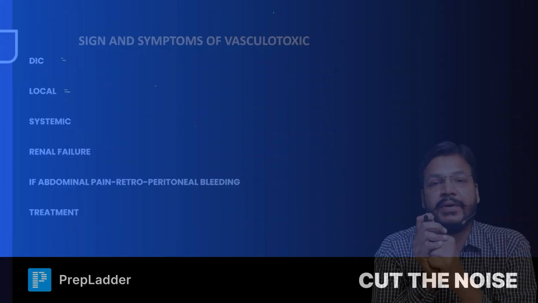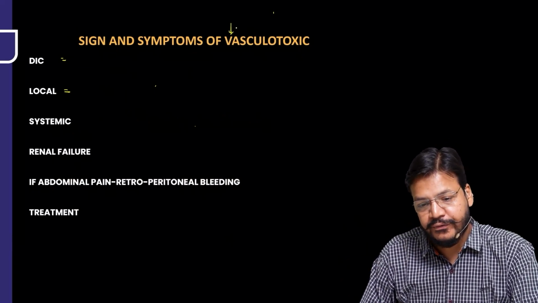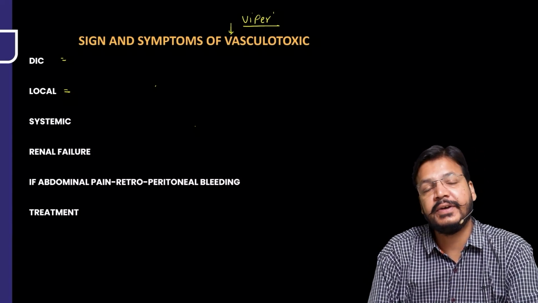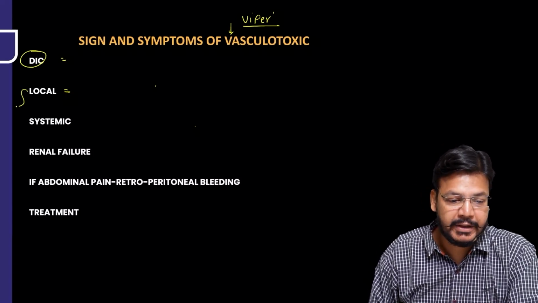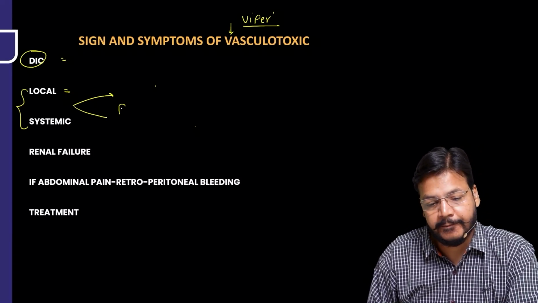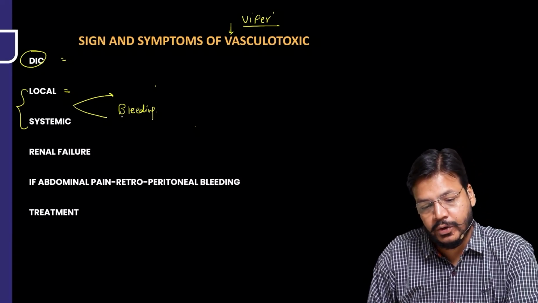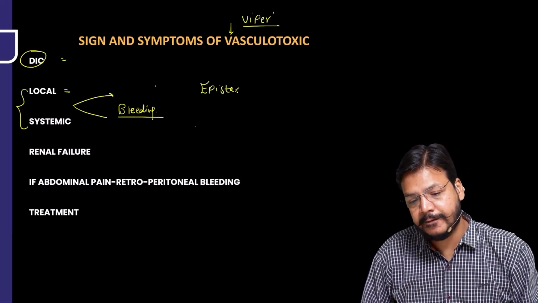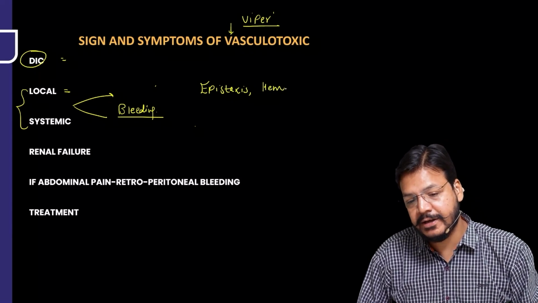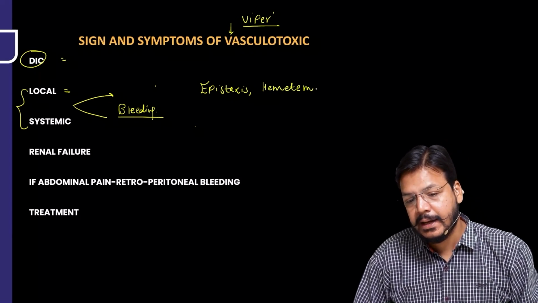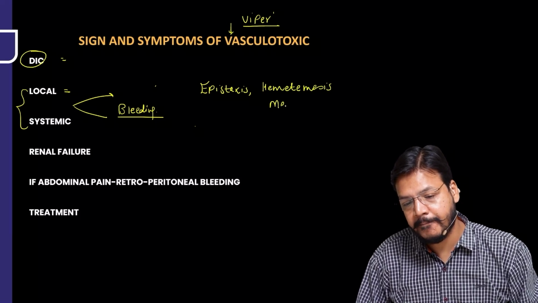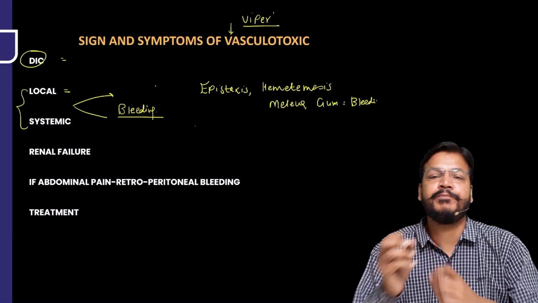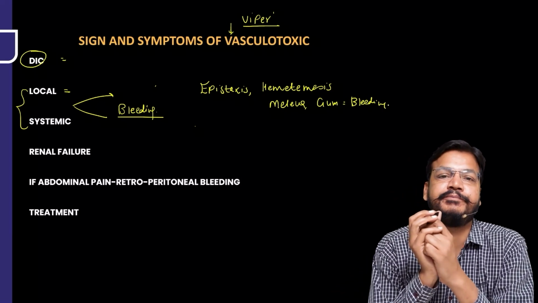Here's the explanation. Vasculotoxic. Sir, I already told you, V for vasculotoxic, V for viper. Viper toxicity is vasculotoxicity. It causes DIC and local and systemic bleeding. Other very common bleeding includes epistaxis, hematemesis, melena, gum bleeding, and hemoptysis. These are common bleeding which can be seen.